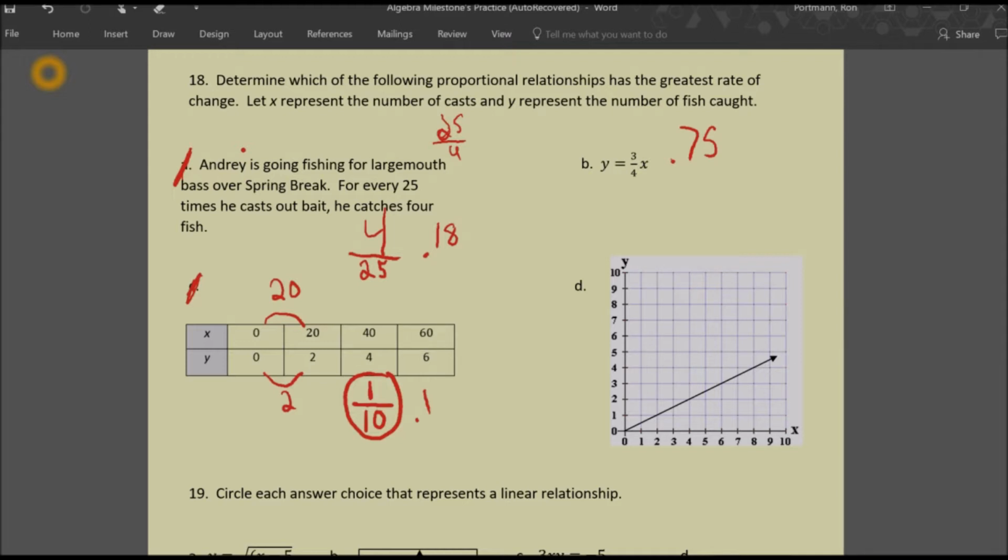D, let's see how we go here. You're going to start at this point. You're going to rise up, and you're going to run. I see we're going up 1 over 2, up 1 over 2, up 1 over 2. The rise over run is 1/2. That would give you 0.5, and obviously 0.5 is less than 0.75, so your answer is going to be B. All right? Good. Let's go on to number 19.